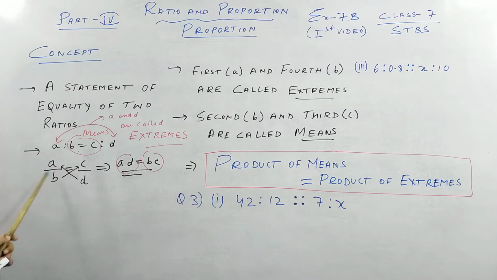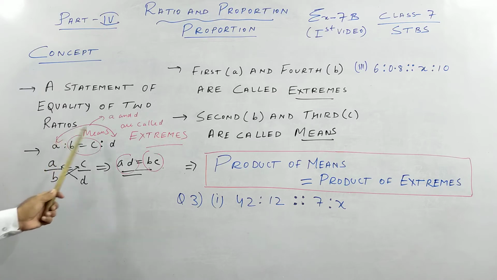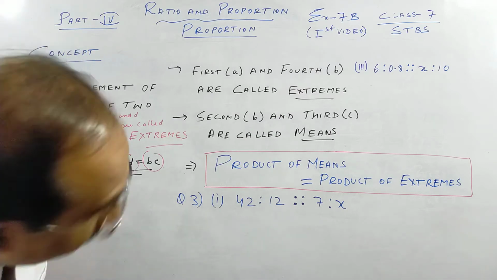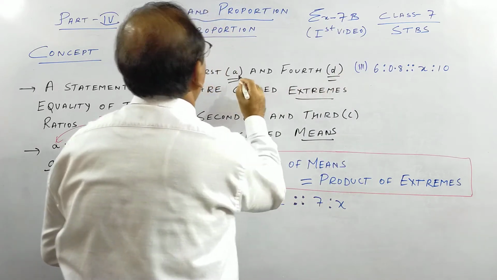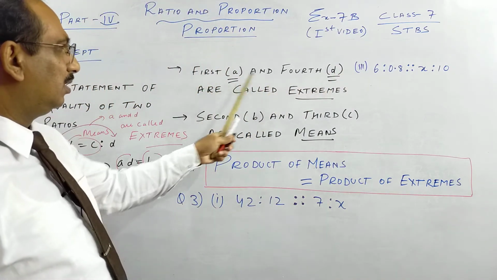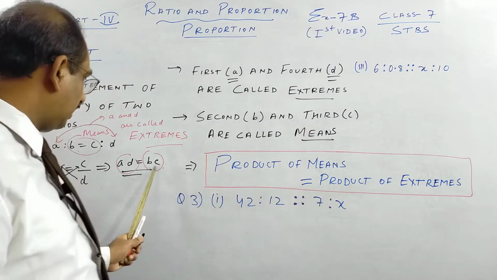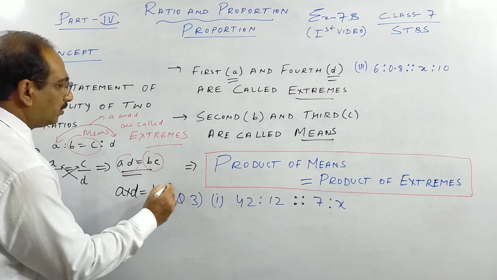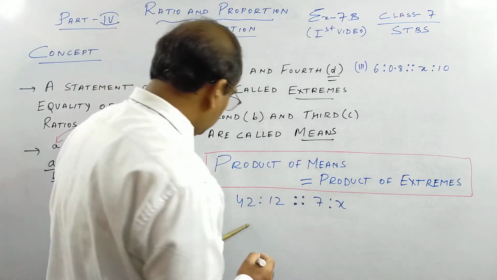So once more, when 2 ratios are equal, it is called a proportion. Product of first and last term, which are called extreme, A and fourth term, children, here by mistake I have written B, it should be D. So take care, product of first and the fourth term, A into D, is equal to the product of second and third. So I can write it bigger, A into D is equal to B into C, if this is my original ratio. So now let us start question number 1 here.